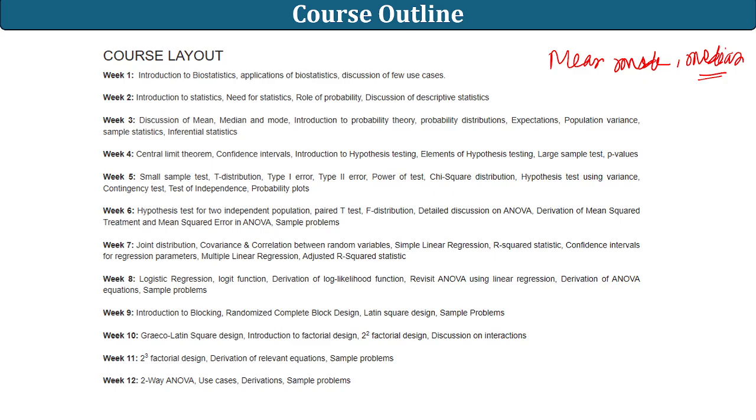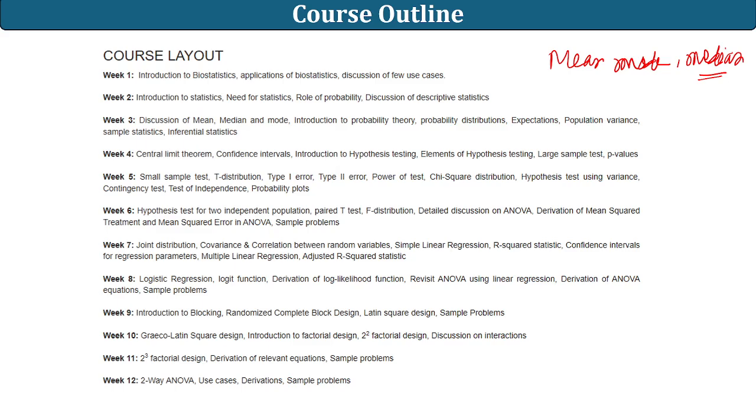After that we saw probability theory: conditional probability, independent events, types of events. Then we saw distributions, continuous distributions and discrete distributions. After that we saw expectation, because when we talk about descriptive measures we had mean, median and mode, but to extend that we have expectation, then population variance and sample statistics. Then we jumped to inferential statistics.